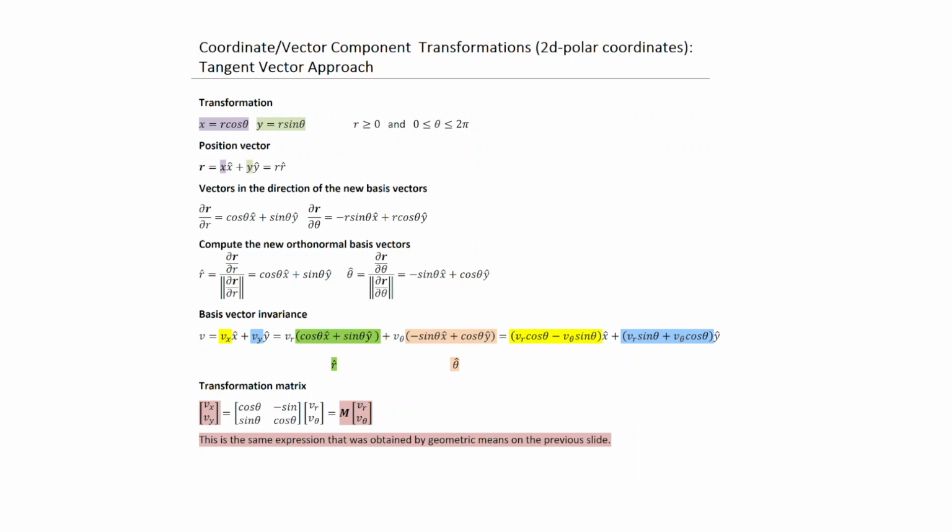What are the vectors in the direction of the new basis vectors going to be? Well, you have to take the tangent vector, which means you take dR. This vector, dR by dr, is in the direction of the tangent vector. So you have to take the derivative of this with respect to r, but x is given in terms of r here, and y is given in terms of r here. If you take the derivative, you'll get this expression here. Similarly, if you want dR by d theta, you have to take the derivative of this and this with respect to theta, and you end up with this expression here.